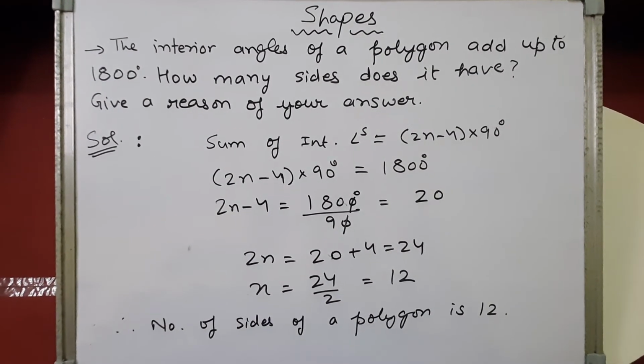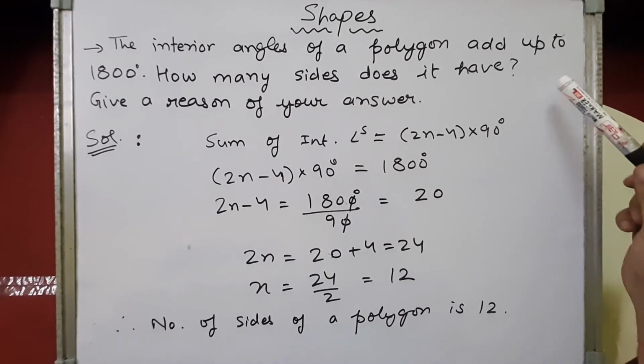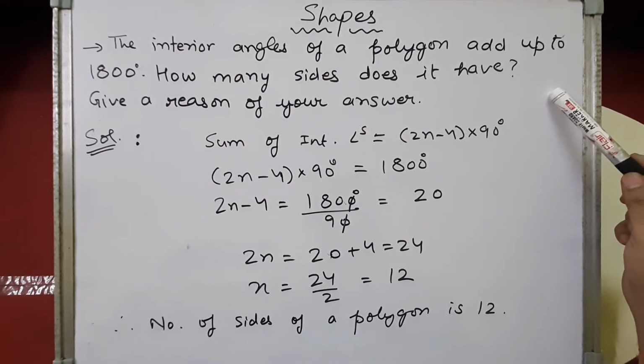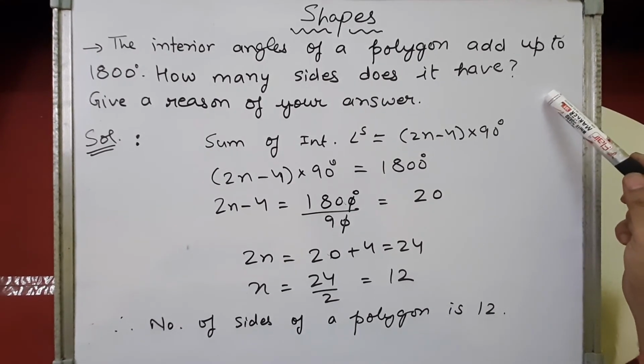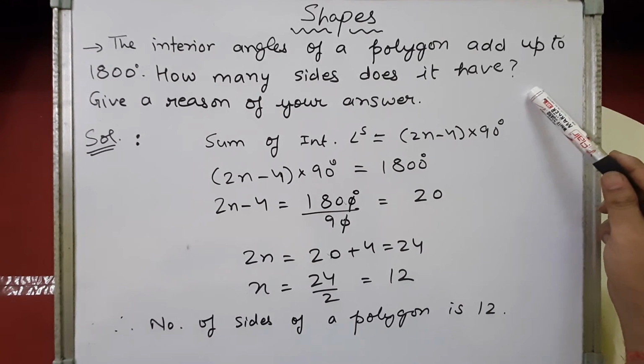Let's see another sum, children. Now in this sum it is given that the interior angles of a polygon add up to 1800 degrees. How many sides does it have? Give the reason for your answer. Now we know that the sum of interior angles is given as 1800 and we have to calculate the number of sides.